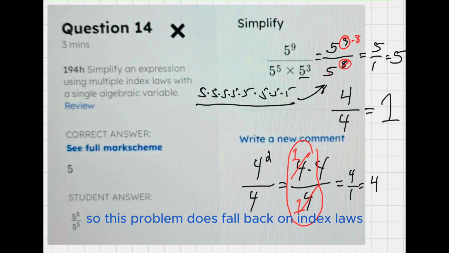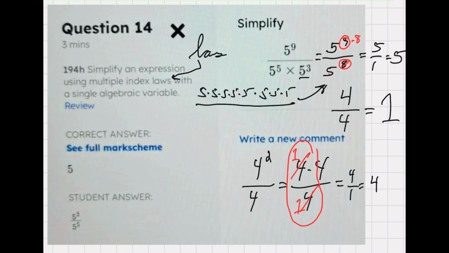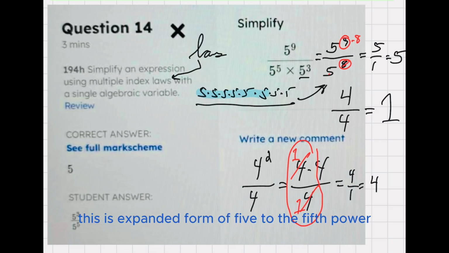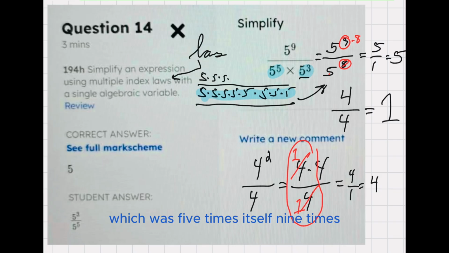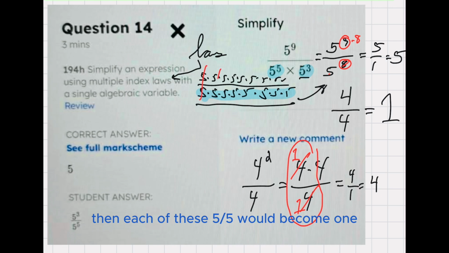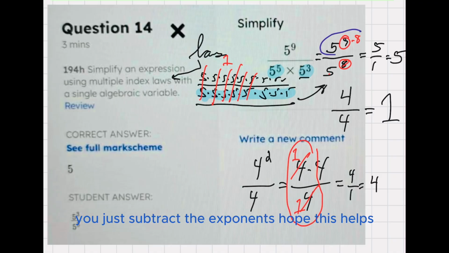So this problem does fall back on index laws, like it says right here. But basically, this idea of knowing that this is the expanded form of 5 to the 5th power and 5 to the 3rd power, and then if you had the numerator, which was 5 times itself 9 times, then each of these 5 over 5 would become 1. So that is the idea behind the rule that when you divide with a common base, you just subtract the exponents. Hope this helps.